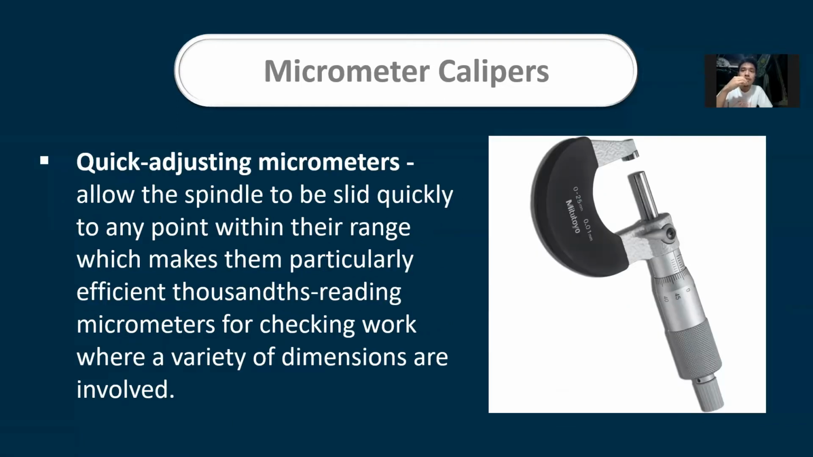Quick adjusting micrometer. It allows the spindle to be slid quickly to any point within range, which makes them particularly efficient thousands reading micrometers for checking work where a variety of dimensions are involved. Ito naman, kasi yung mga micrometers, pinipihit yan para mag-adjust. Pero ito, quick adjusting micrometers, may push and pull mechanism siya para mas mabilis yung pag-measure.